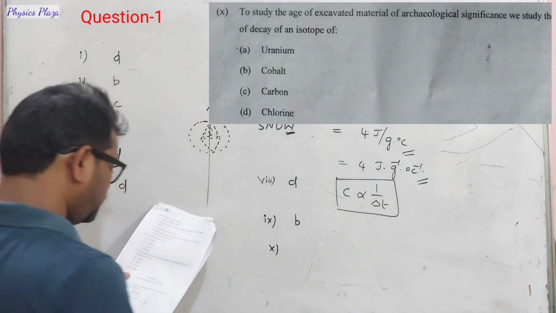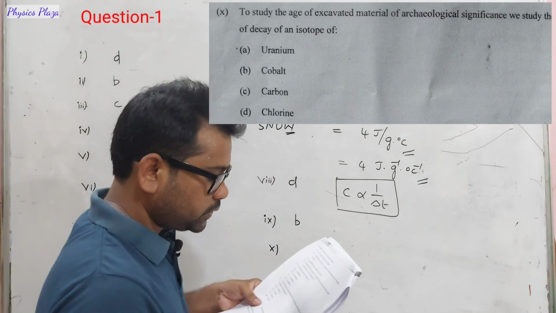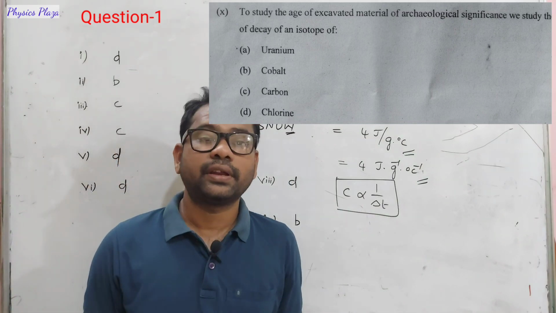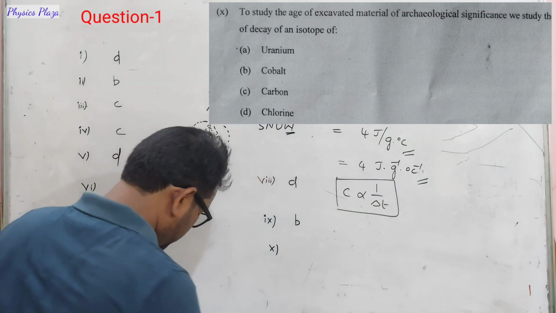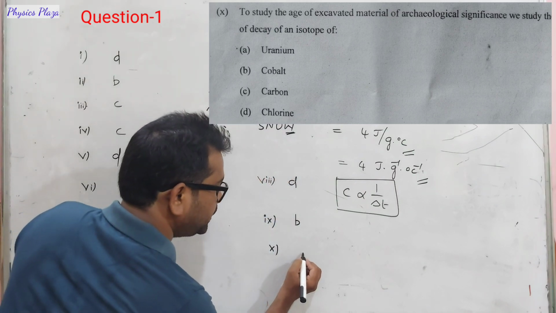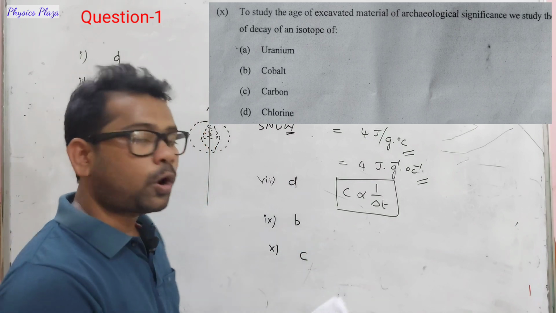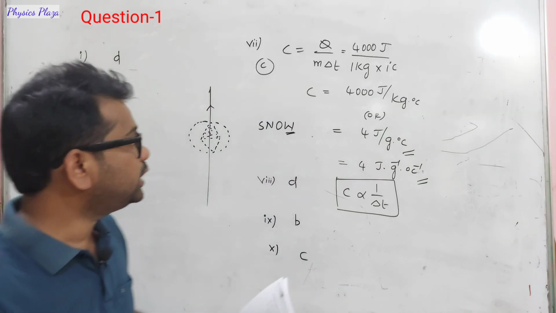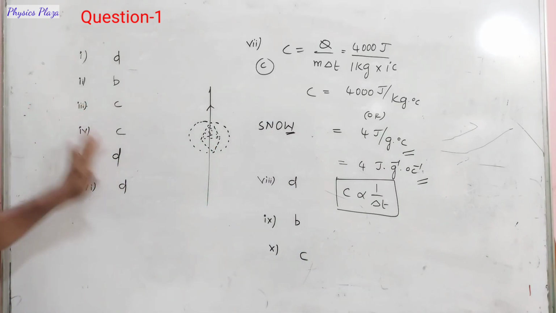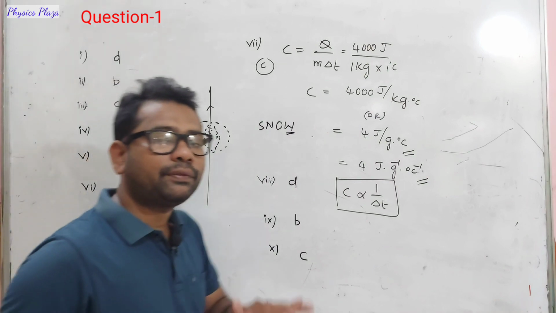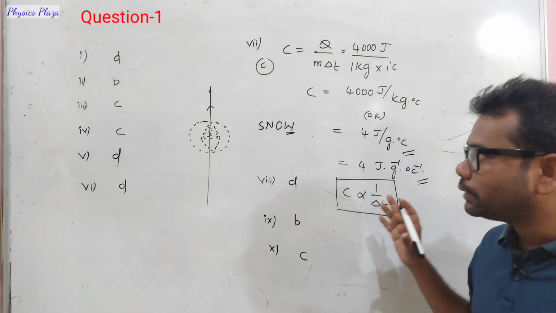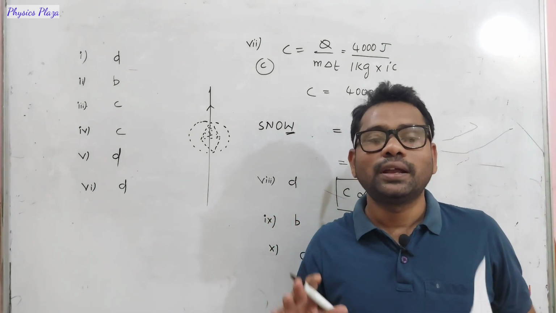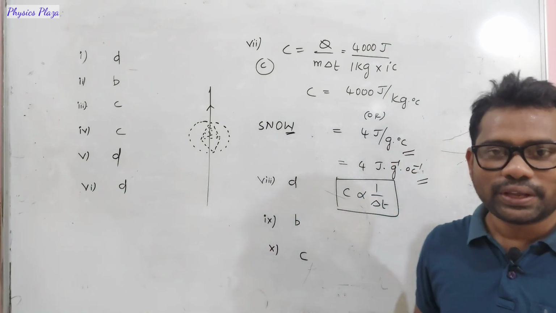Now the 10th one, children. It's a direct question. In an archaeological survey, to study the decay of isotopes, we use carbon. So the answer is given here, option C. So option C is the right answer. So children, this is the first question. When compared with semester 1, the MCQ questions given are almost all direct questions only.